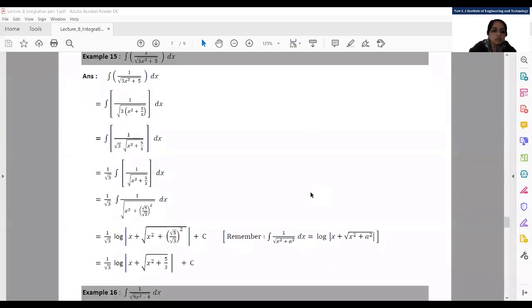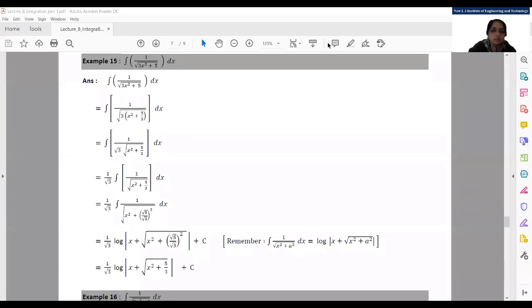Okay, so this 5 by 3 I keep as under root 5 upon under root 3 whole square. So this is the square root of x square plus a square. So 1 by root 3 log x plus under root x square plus a square, a is under root 5 by root 3. After simplification, answer will be 1 upon root 3 log x plus under root x square plus 5 by 3.